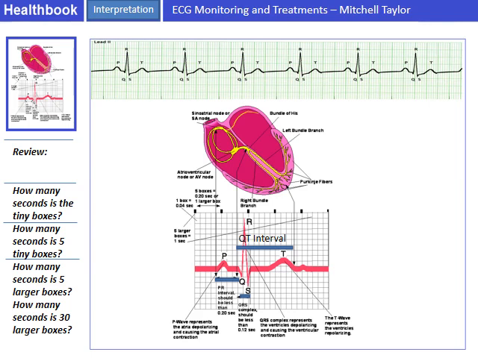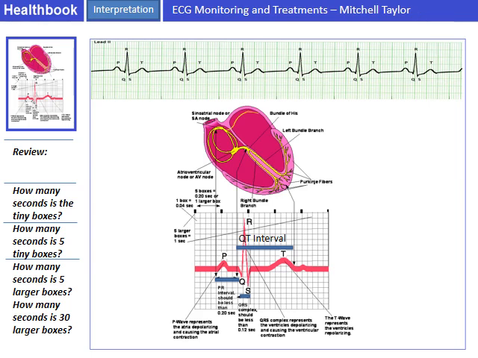But what we want to get is, the little tiny boxes are 0.04 seconds. And so each one of those little boxes is what we're going to count. So basically we're multiplying the number of boxes that you have by 0.04, or 4 times that. So when we do the intervals, we want to look at the PR interval, the QRS, the width of the QRS complex, and the QT interval.